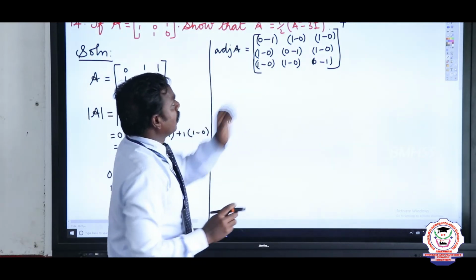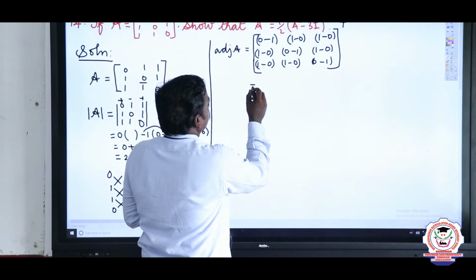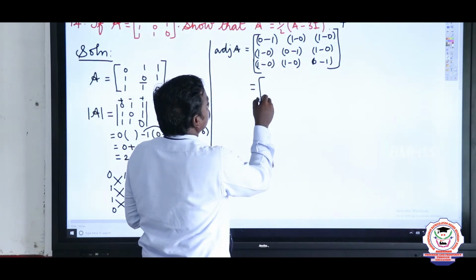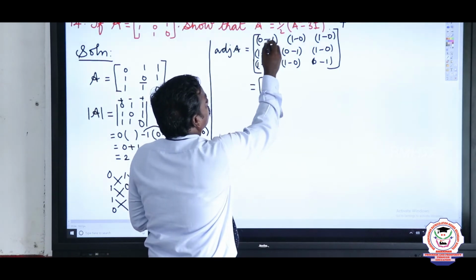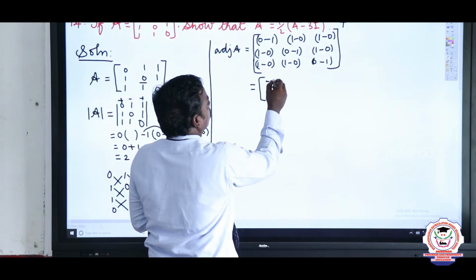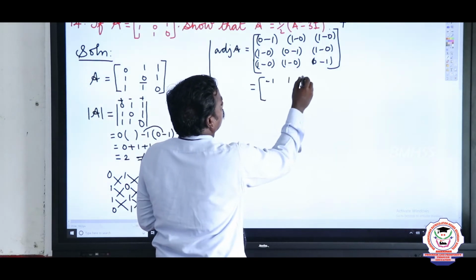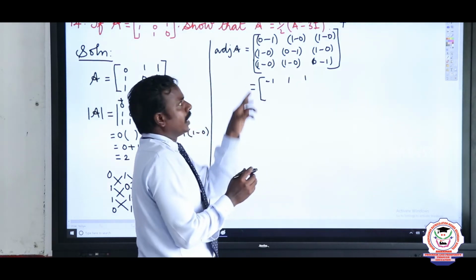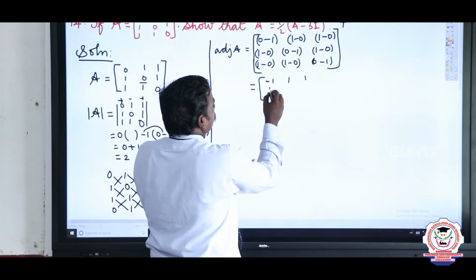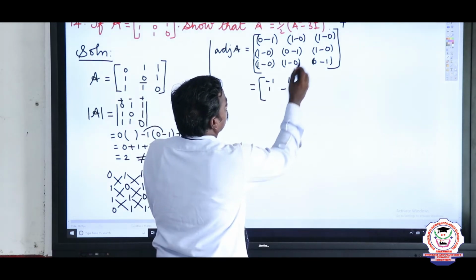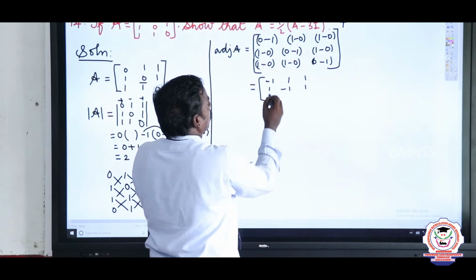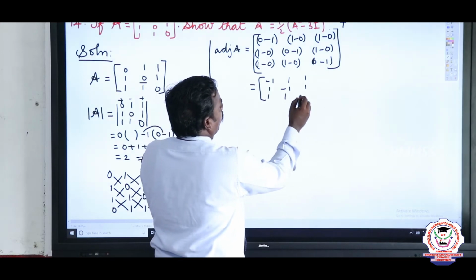Now first simplify this. The simplification: 0 minus 1 is minus 1. Next 1, 1. So first row over. Second row 1, minus 1, 1. Third row 1, 1, minus 1.